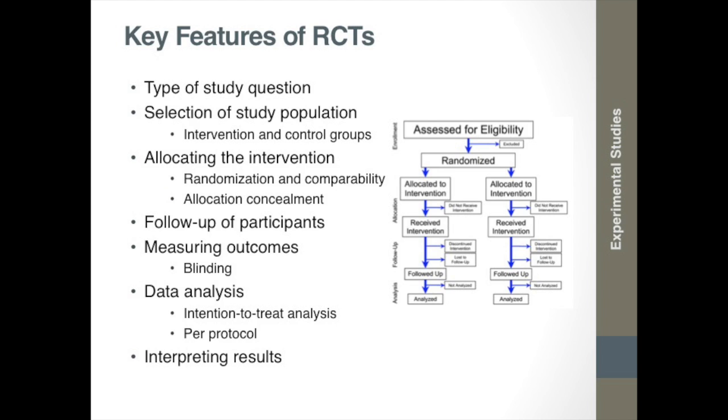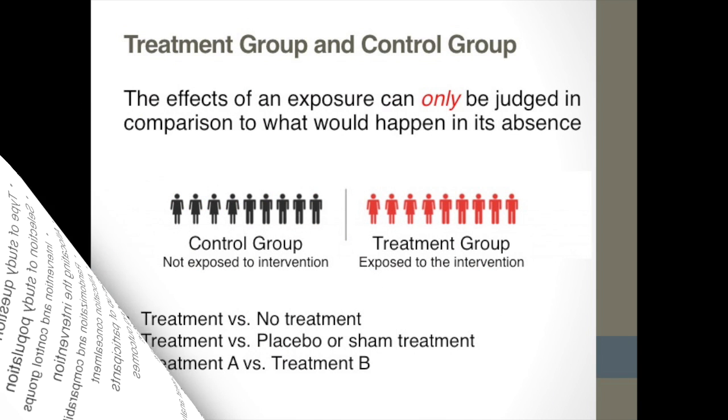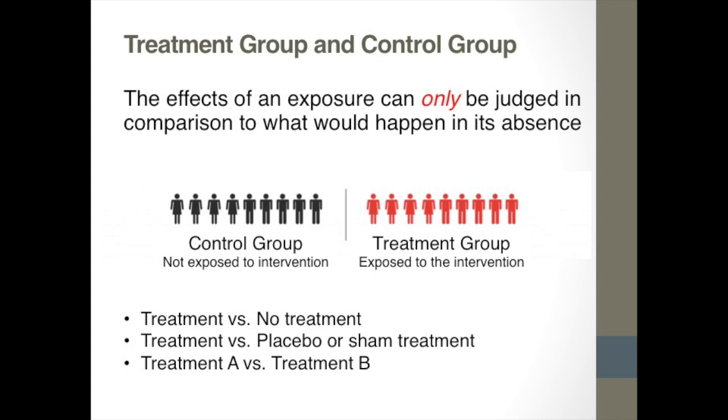Key issues of RCTs include defining the type of study question, selecting the study population, allocation of the intervention, follow-up of participants and outcome assessment, and data analysis and interpretation. The effects of exposure to a treatment can only be evaluated compared to a group that has not been exposed to the intervention. RCTs might consist of different comparisons: treatments versus no treatment conditions, treatment versus placebo or sham treatment, or two treatments that are active.